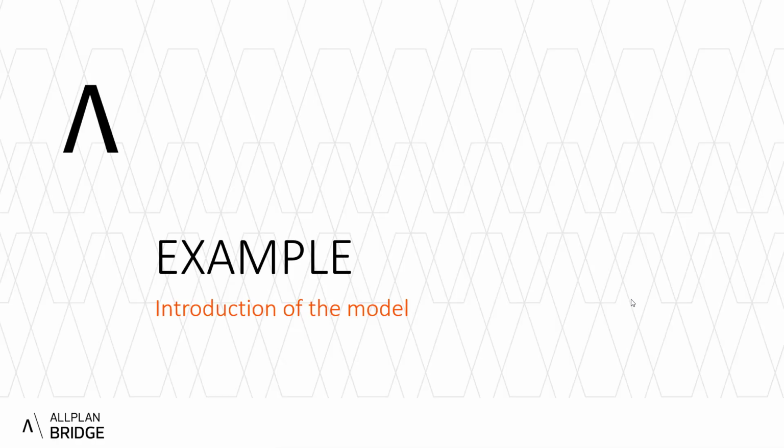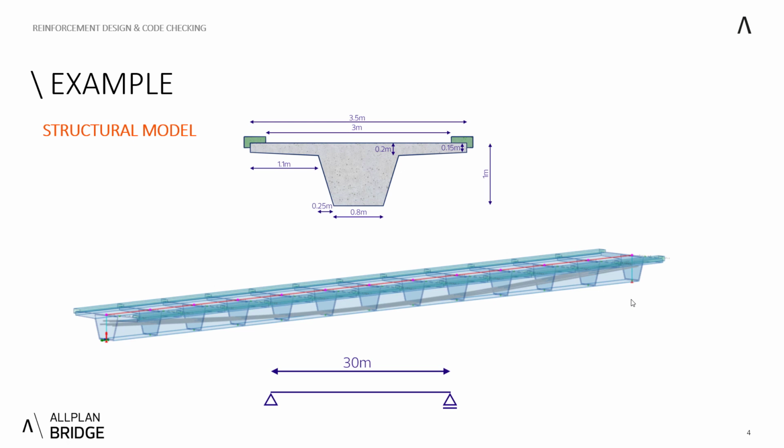So let's get right into it and introduce our example, which is actually a really simple pedestrian bridge. It's a simple span beam with a span of 30 meters. And you can see that it's a simple T-shaped girder bridge with two cornices, and both ends of the girder are hinged.